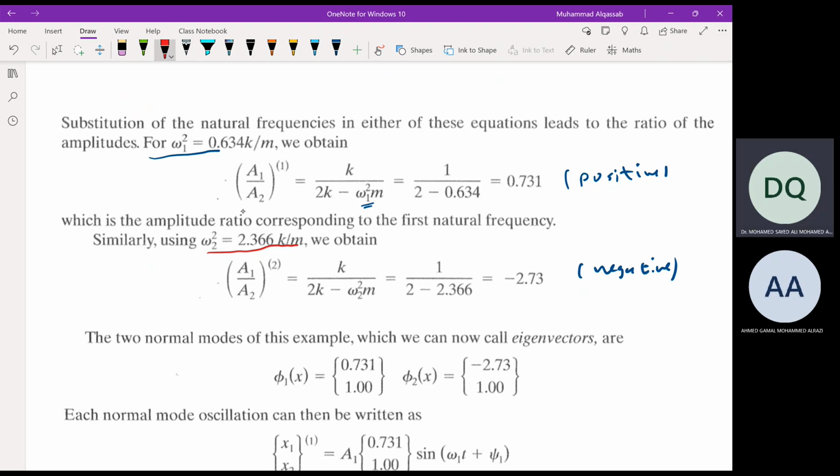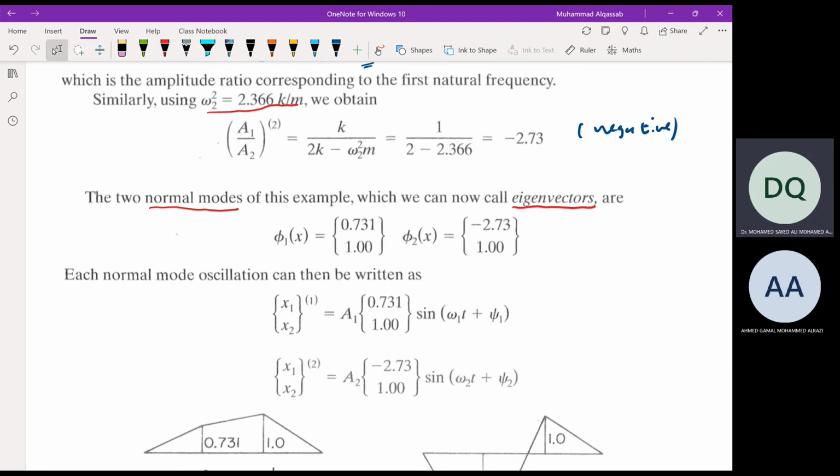Okay, and we get minus 2.73, which is negative. Okay, now we talk about the normal modes, or called eigenvectors. The normal modes, mathematically in linear algebra, you will call them eigenvectors.